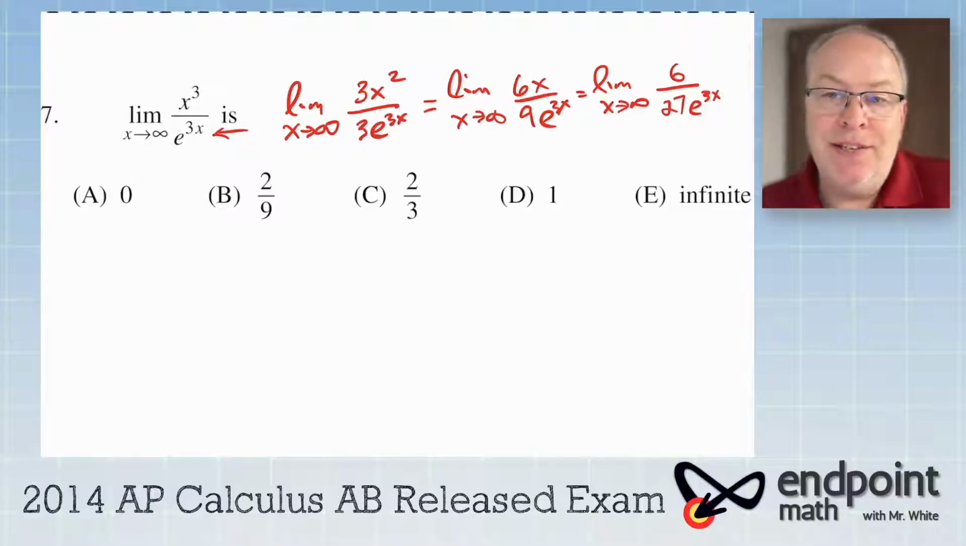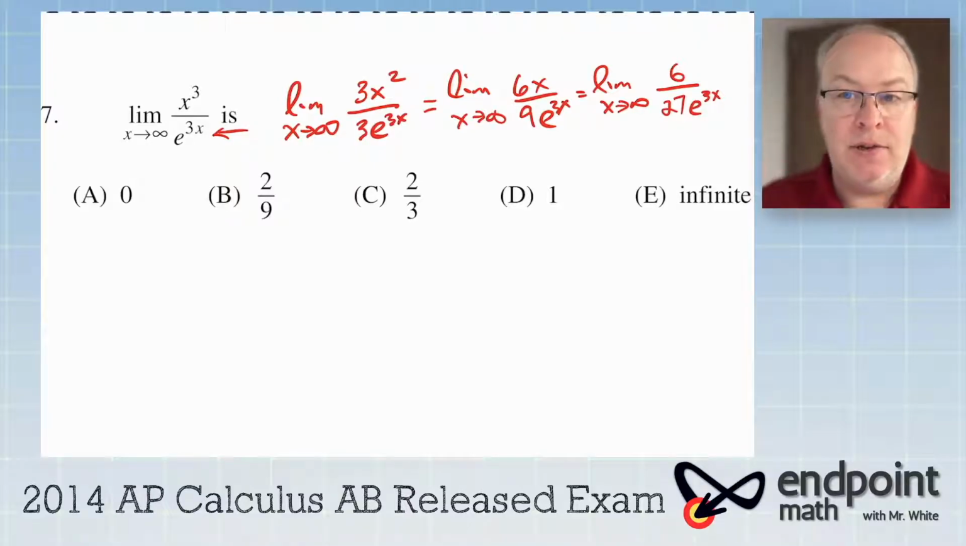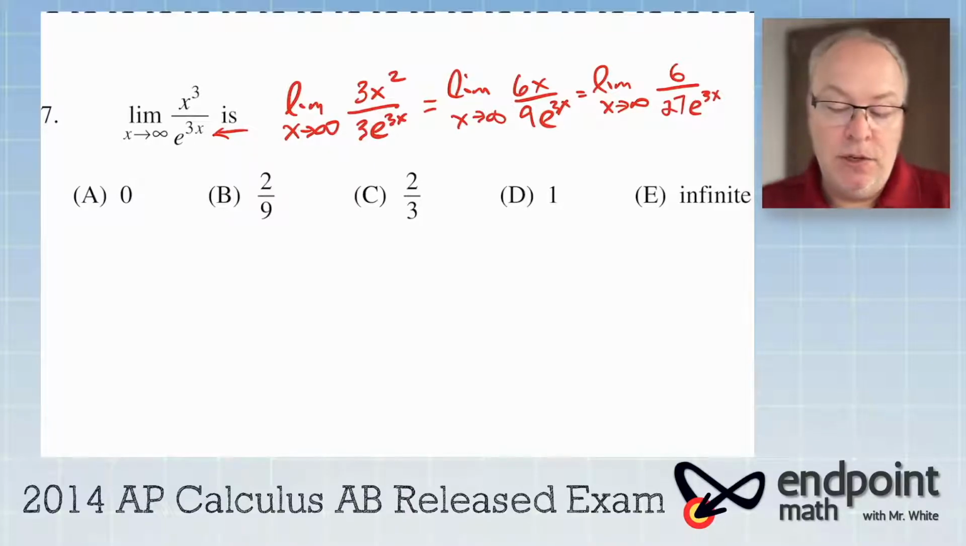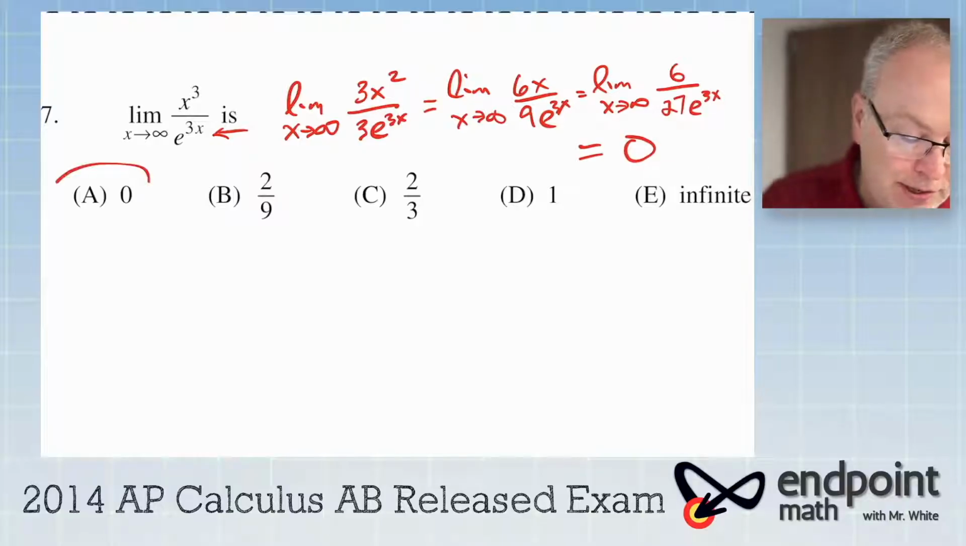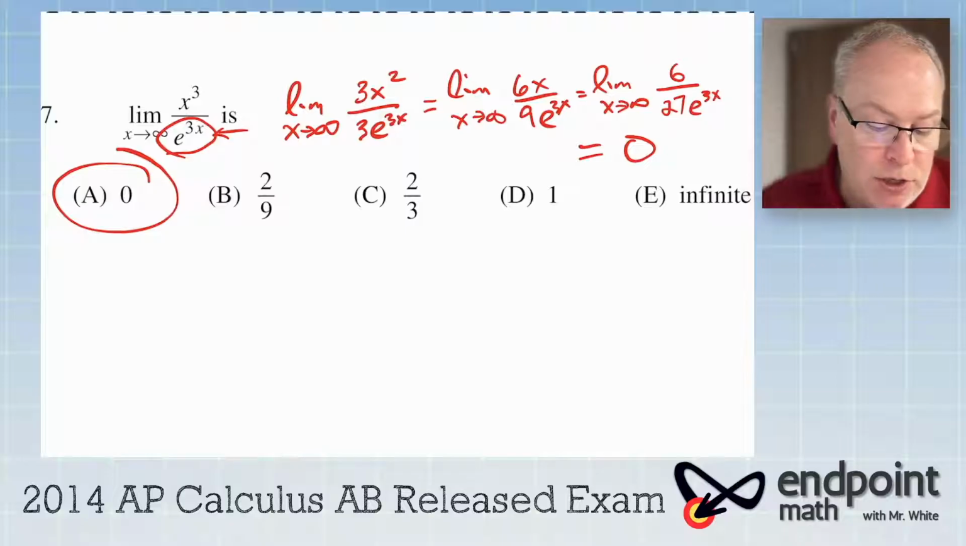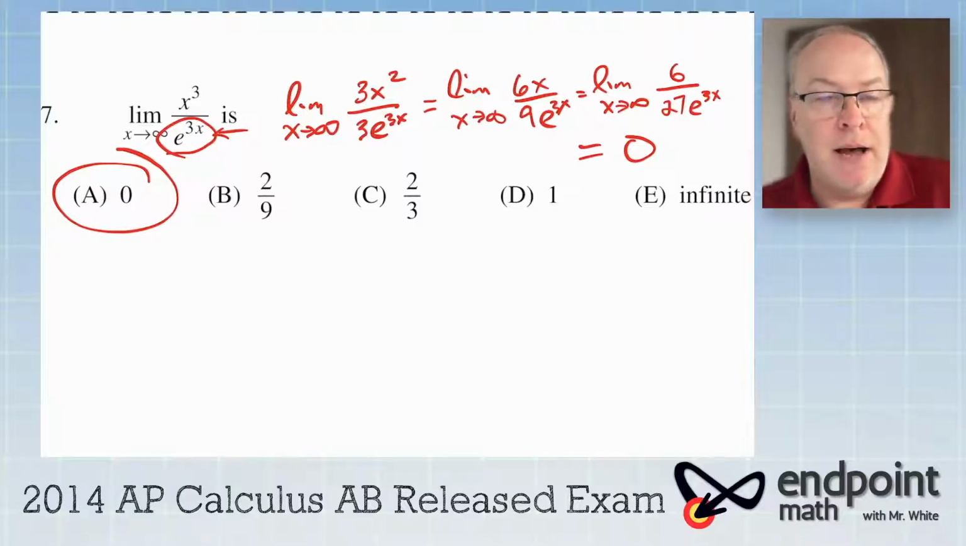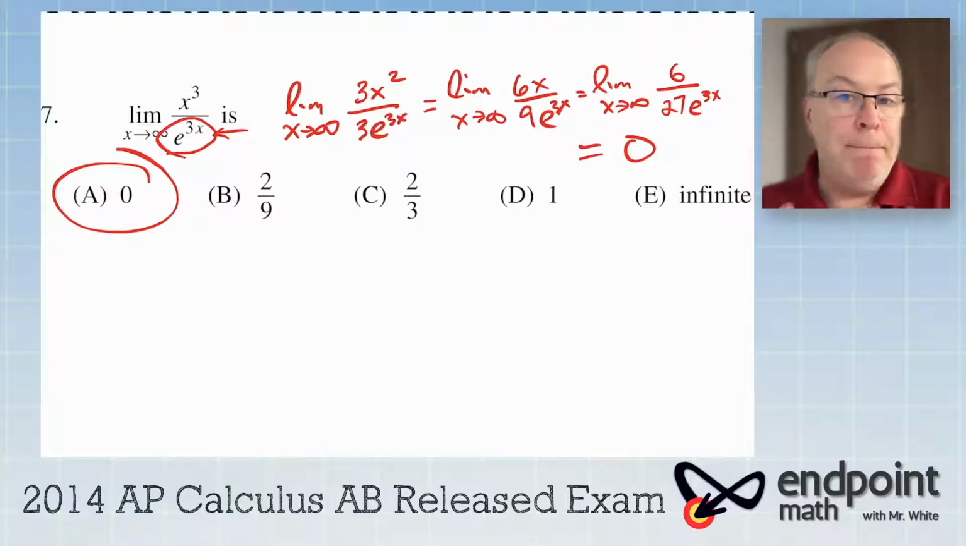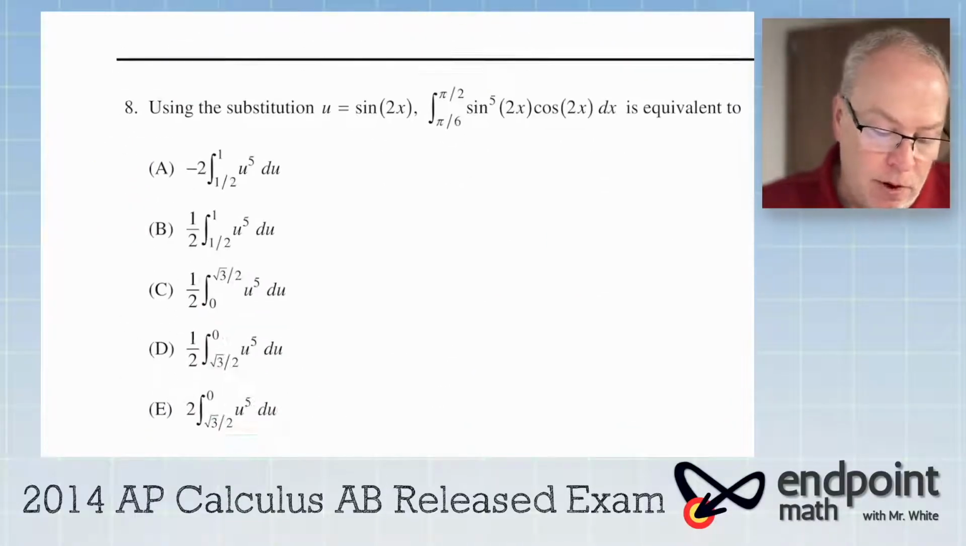Now we have a 6 over infinity. That's a constant on the top, so this definitely approaches 0, which is the answer on this. Again, I knew that the bottom was going to be infinitely bigger than the top because an exponential beats a cubic every single time. All right, moving on, number 8.